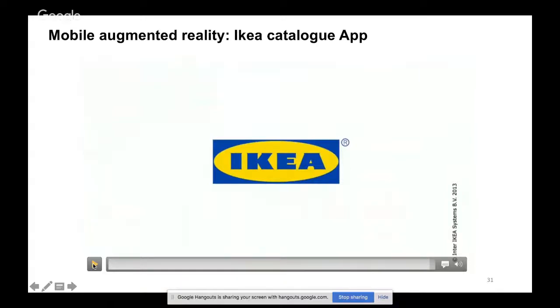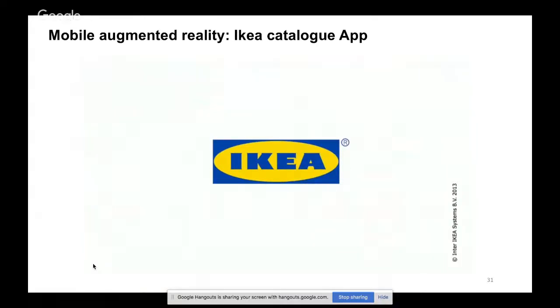Okay, so as you can see from the video, this app actually utilizes the popular augmented reality technology. Through the augmented reality technology, the app allows customers to visualize a 3D version of IKEA's furniture in their own home. As you can see from the video, the sofas, the tables, the desks and chairs are actually placed in the customer's real space.